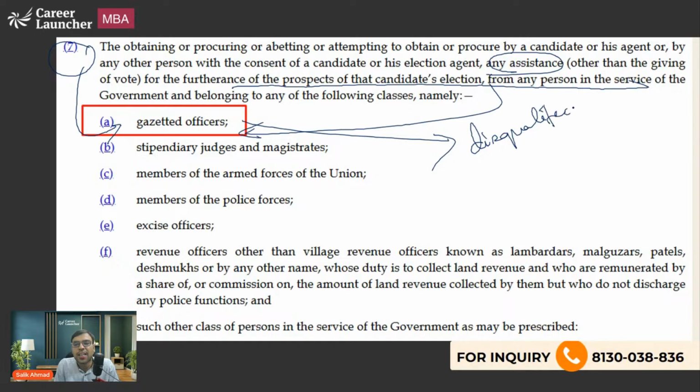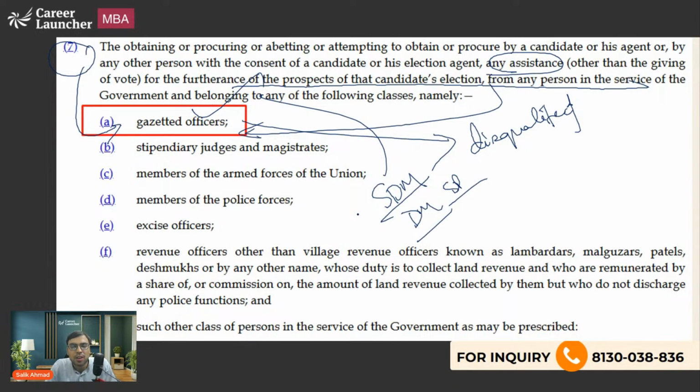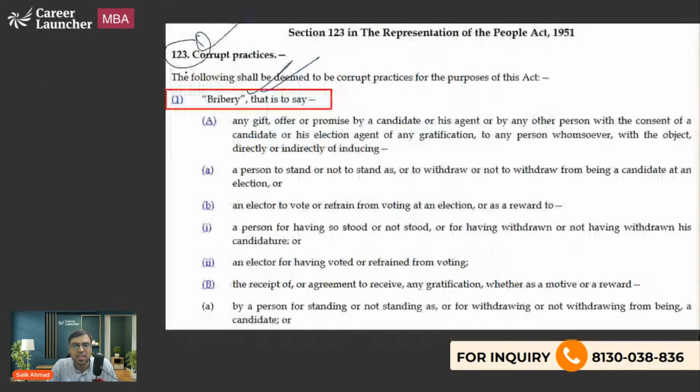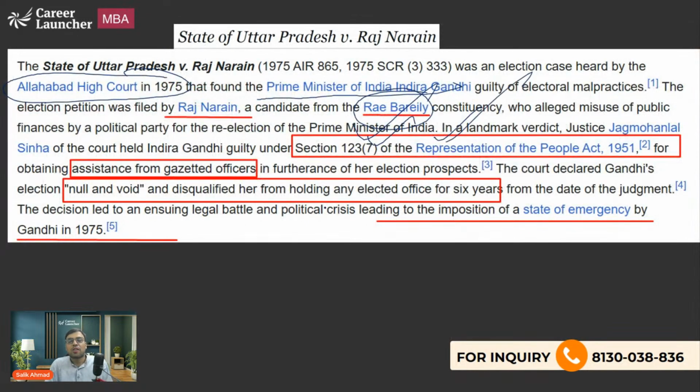That if you are taking any help from a gazetted officer, like class 1, class 2 officer, let's say any SDM, subdivisional magistrate, district magistrate, or any other SP, DM, DSP, if these officers are helping a particular candidate, and if it is proven clearly, then also the candidate will be disqualified. So she was disqualified under this. Okay, 123 clause 7. So when she was disqualified from holding any office for 6 years.